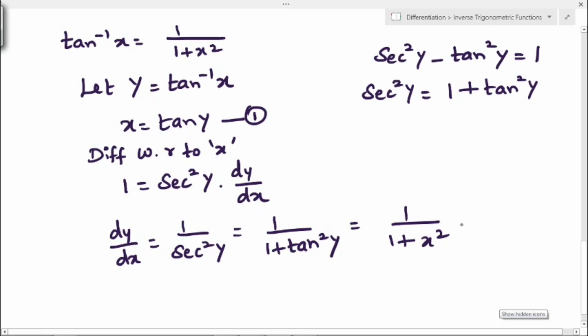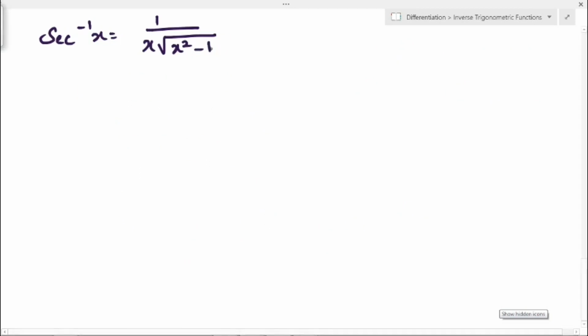In the same way we have to do it for cot inverse of x. Again the only difference in the answer is minus 1 divided by 1 plus x square. Next we will move on to the next one. The derivative of secant inverse of x is equal to 1 divided by x into root of x square minus 1. Now we will learn how we get this value.